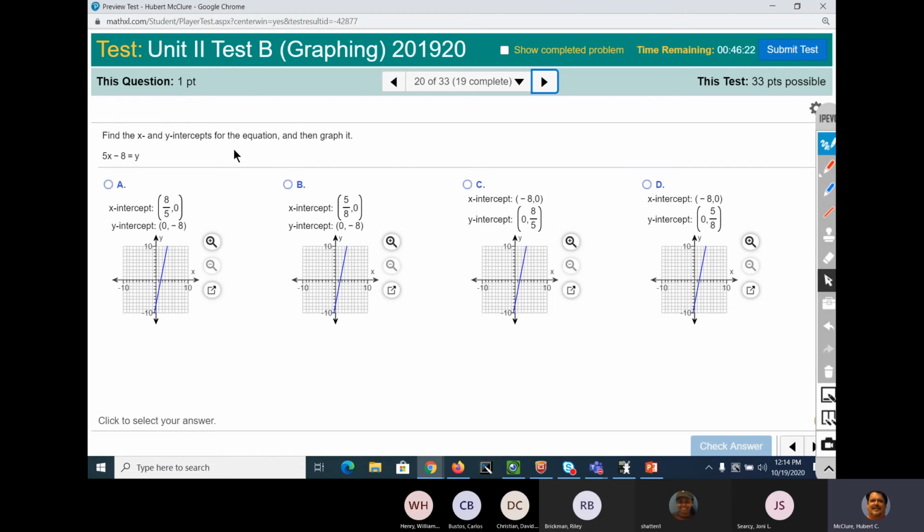Y is equal to 5x minus 8. Y is equal to 5 times 0 minus 8. Y is equal to negative 8. And I'm looking for 8/5 and 0, and I believe it's right here. Next.